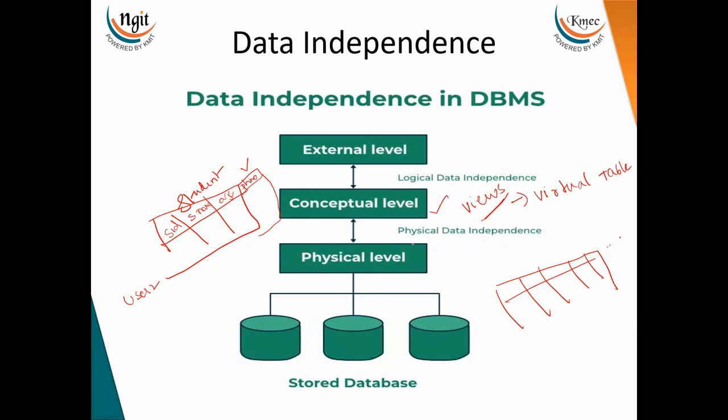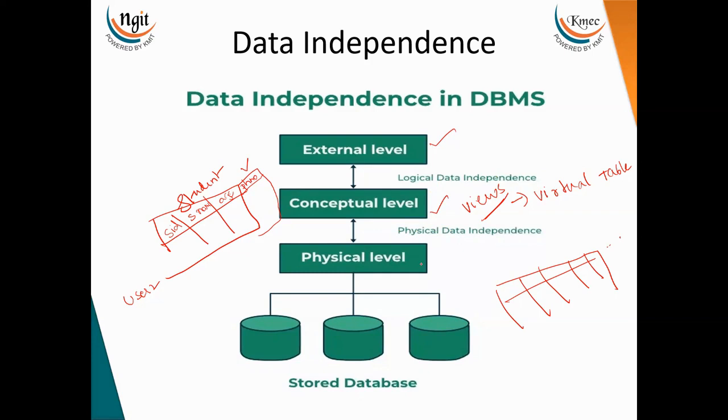So any changes that are made at this level will not affect the external level or the view level. And this is called logical data independence. The changes made by one user at this particular level do not affect the logical structure of the database. So this is how the data is protected, or isolated, from the end users.